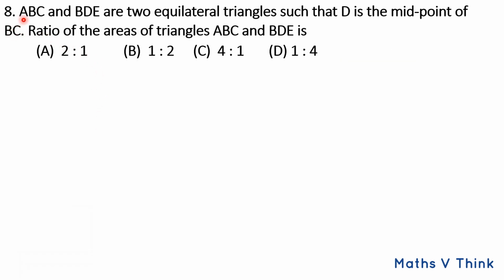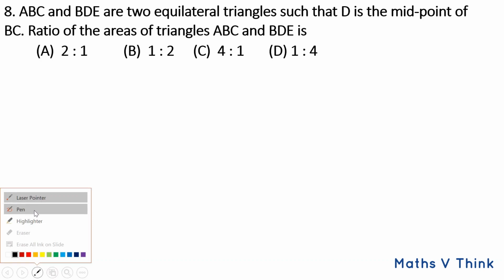Eighth question says, ABC and BDE are two equilateral triangles such that D is a midpoint of BC. Ratio of the areas of triangles ABC and triangle BDE is 2:1, 1:2, 4:1 or 1:4. So this is a multiple choice question. So first we should draw the diagram.